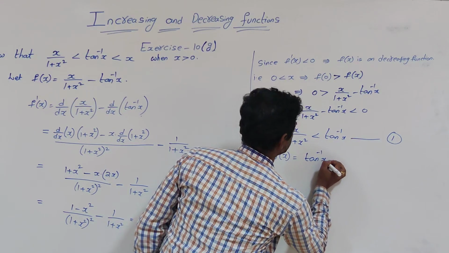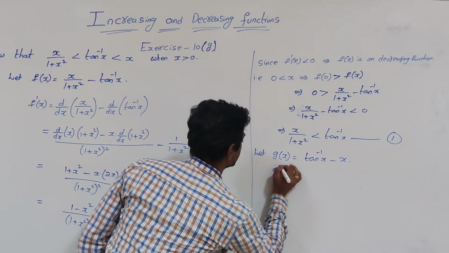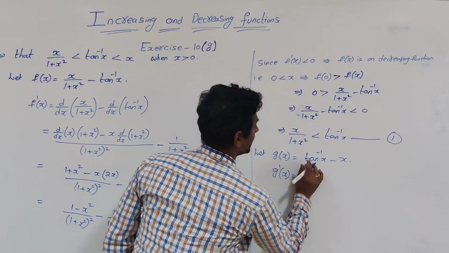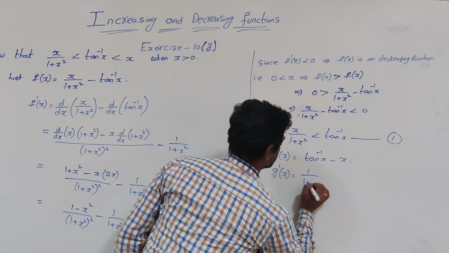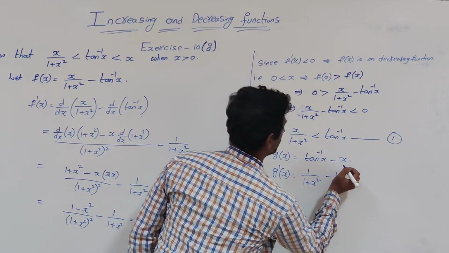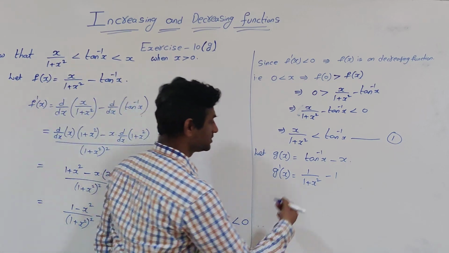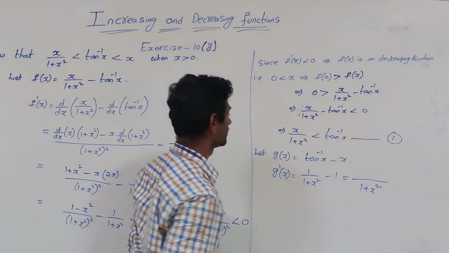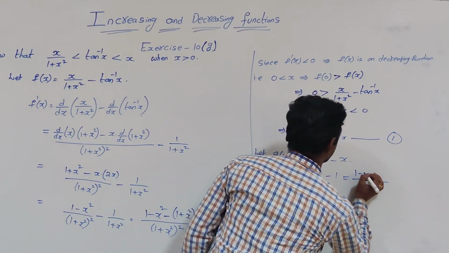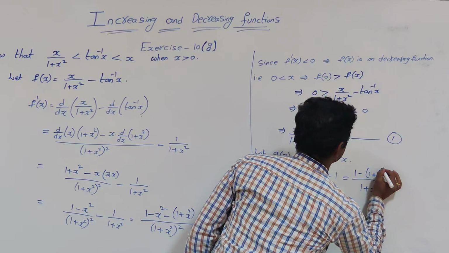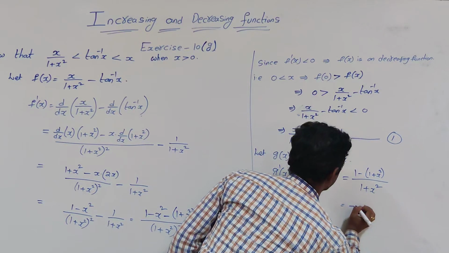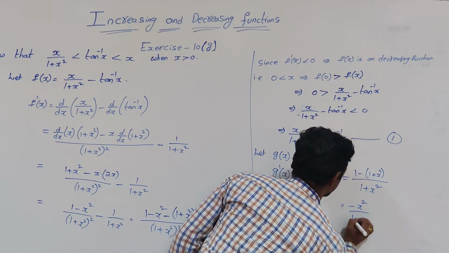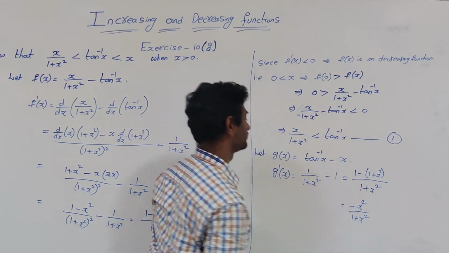Tan inverse of x minus x. Now what is the g dash of x? That will be the derivative of tan inverse of x, which is 1 by 1 plus x square, minus the derivative of x, which is 1. If we simplify, 1 plus x square is the LCM. So it will be 1 minus of 1 plus x square, which gives minus x square by 1 plus x square.